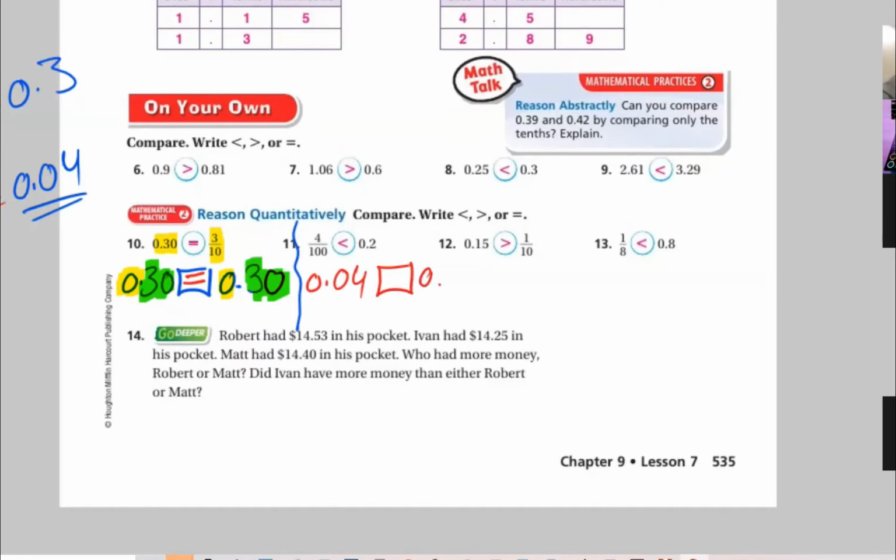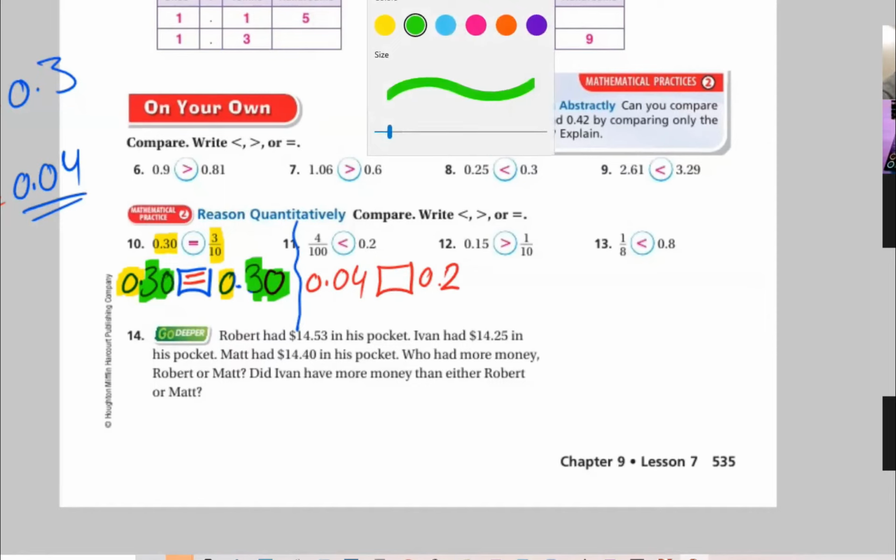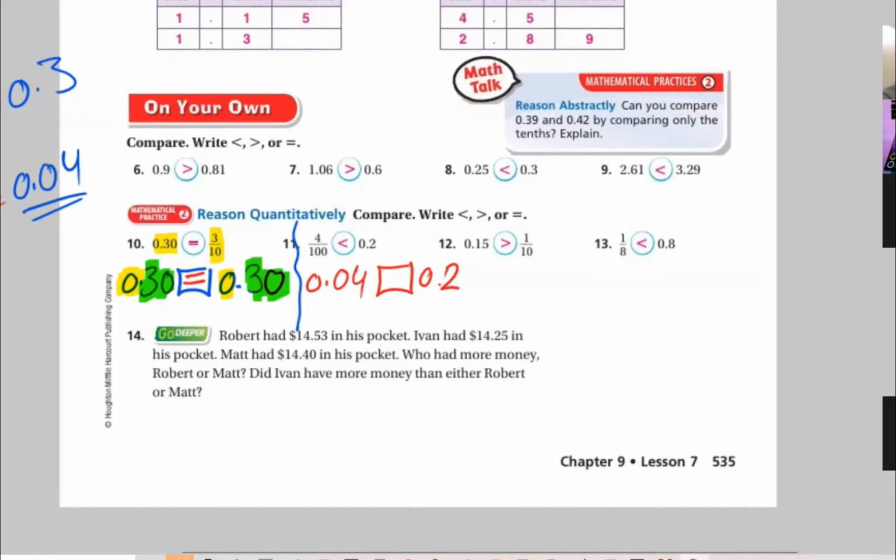and we have 0.2 here. So which is greater, 0.04 or 0.2? How can we know that? Start with the ones place. So we have 0 and 0, right? Yes. Okay, look at the next digit. We have 0 and 2. So which is greater, 0 or 2? 2. So 0.2 is greater than 0.04.